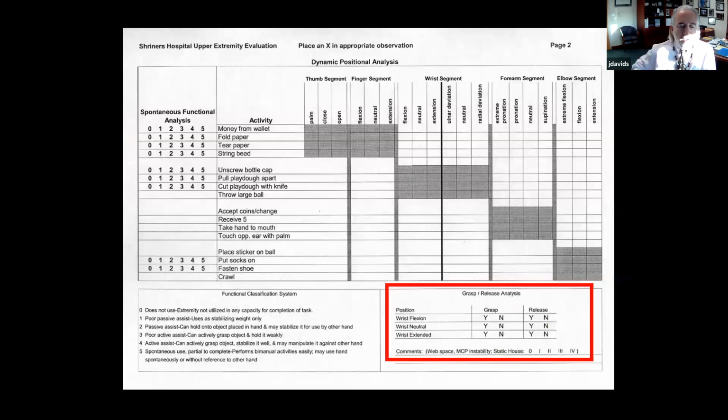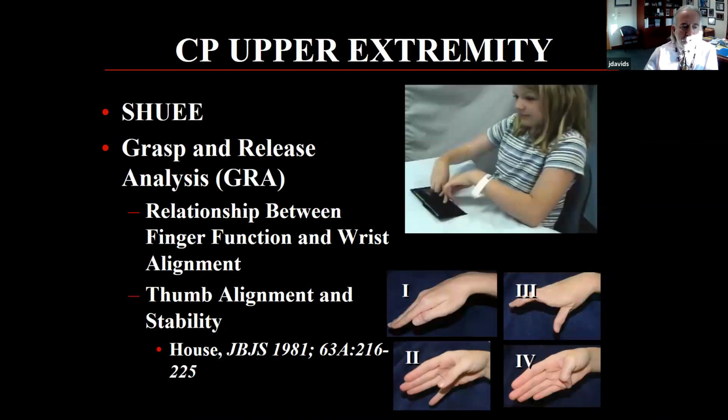The third part of the SHU is the grasp and release analysis section, which looks at the relationship between finger function and how it is affected by wrist alignment. In this section, we also look at static thumb alignment and stability.